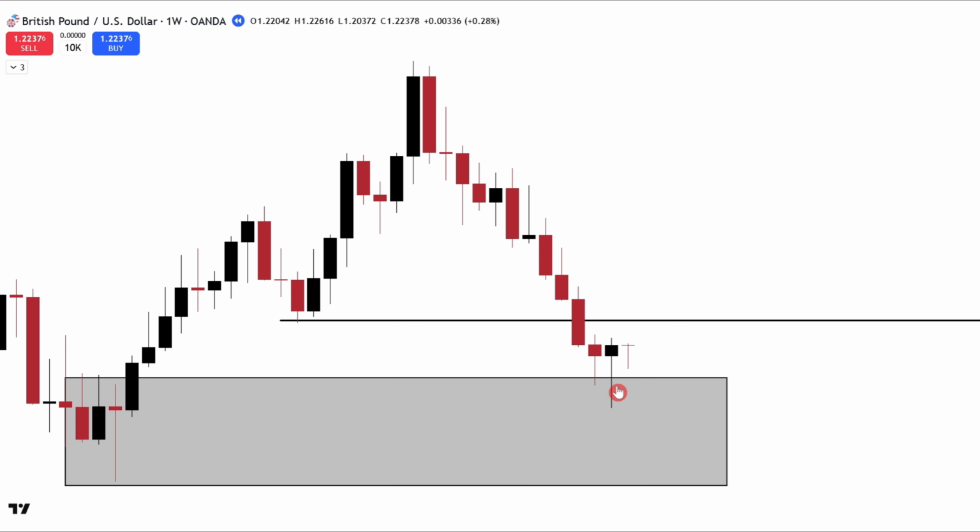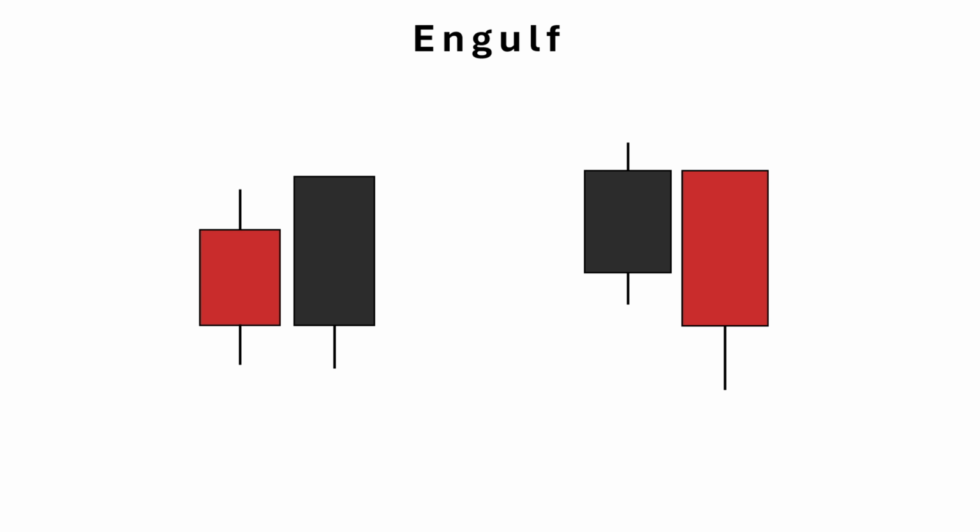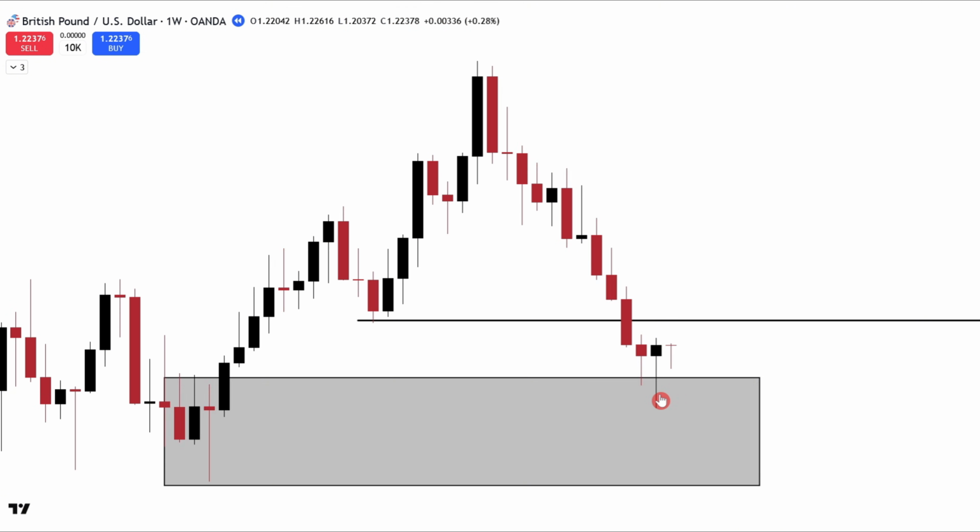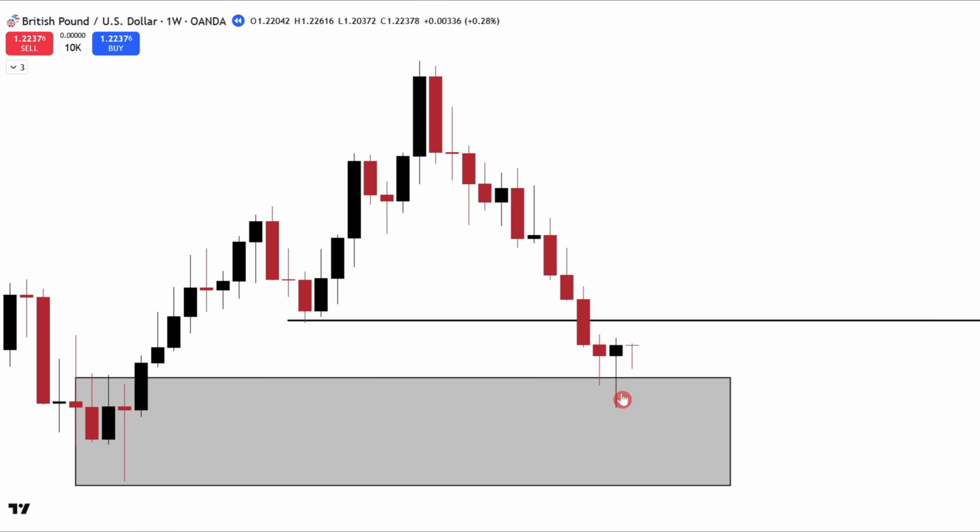Again, ideally, you would want an engulf. You would want a strong candle to determine the current price action being bullish. But if you don't get that, you still have higher chances buying here than selling. And that's really the point. And this was now a convincing push. Why is this a convincing push?